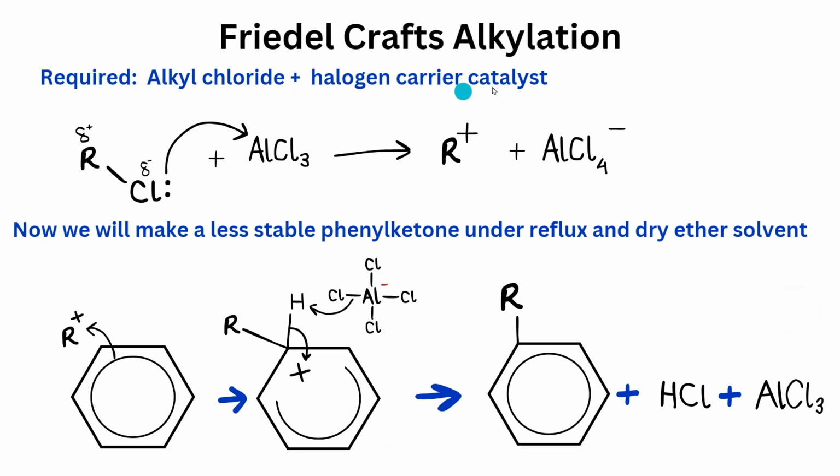Again, we require a halogen carrier catalyst and a chloride, but we need an alkyl chloride for this one. Again, AlCl3 polarizes this, and these electrons are attracted to AlCl3 and we form our electrophile and AlCl4 minus, and this R plus is a powerful electrophile that now undergoes electrophilic substitution.